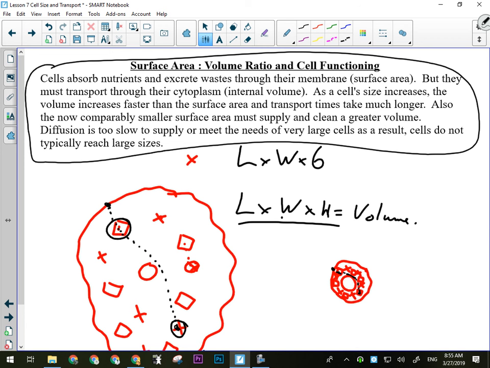Diffusion is too slow to supply or meet the needs of very large cells, and as a result, cells do not typically reach large sizes. That's when they divide. Size is usually a deciding factor on whether a cell divides or not. Once it starts struggling with getting diffusion to do the job, it will divide into two smaller cells.